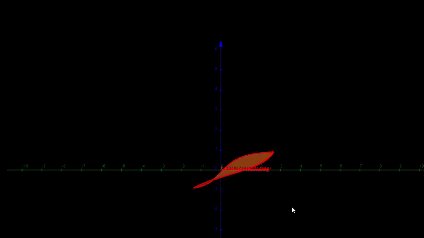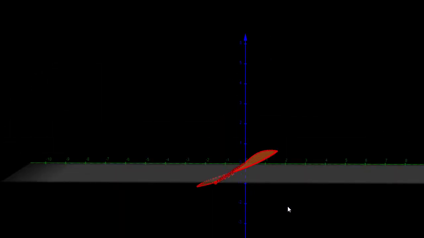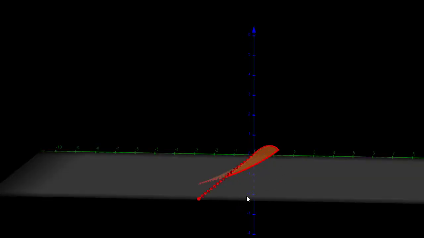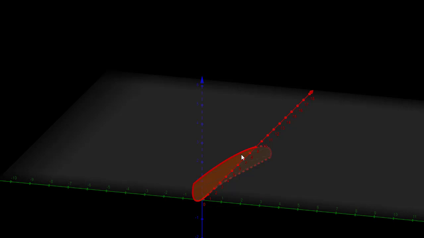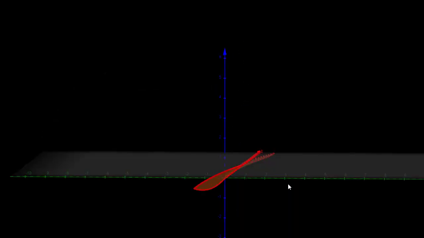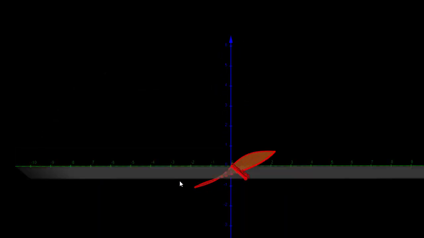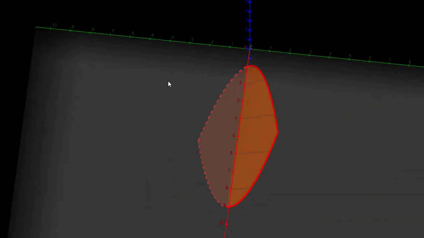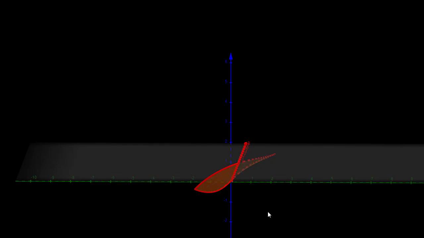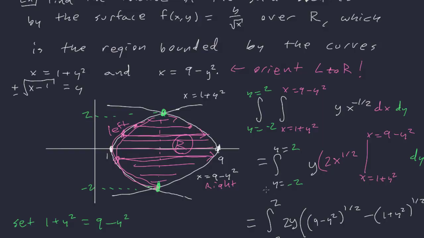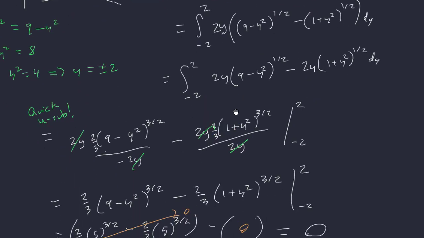Okay, so what's happening is we got an integral of 0 because, well, the volume on this side cancels out the volume on this side. So just like with normal single integration, this is net volume. So this shape lives exactly in the negative z's as much as it does in the positive z's, over this region at least. Therefore, that is why we get 0 at the end.